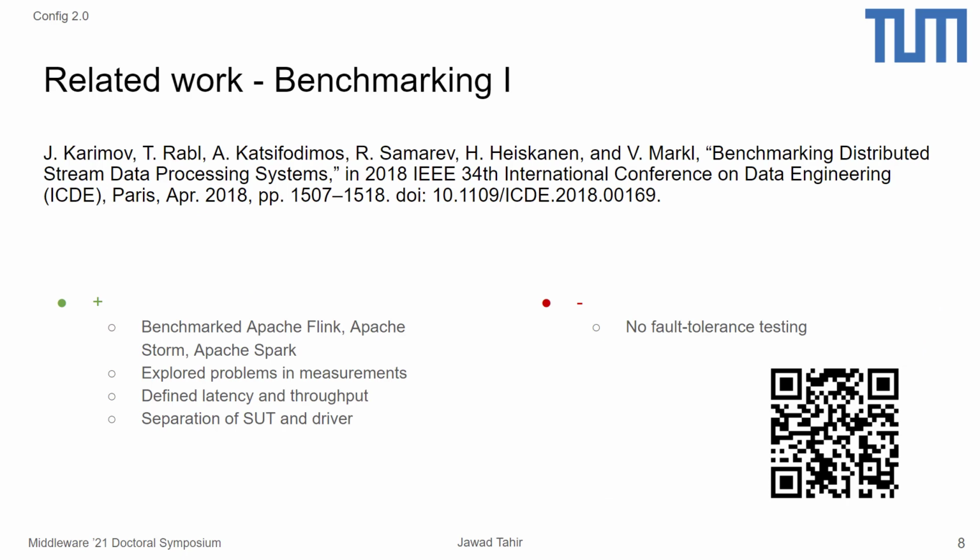Now let's discuss some related work. Karimov, in his paper, benchmarked Apache Flink, Apache Storm, and Apache Spark, and they explored the problems related to the measurement of a distributed system, and they defined latency and throughput terms, and they also separated the system under test and the driver of the benchmarking tool. However, in their paper, they did not do any fault tolerance testing.